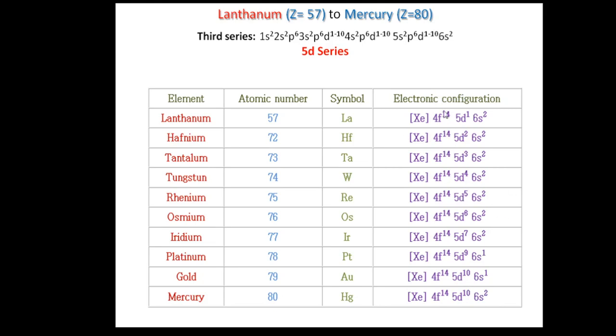And in this way the whole third transition series elements get accommodated in the 5d orbitals, and in between they show some exceptional behavior, because the energy levels of these two orbitals are very similar, nearby similar.